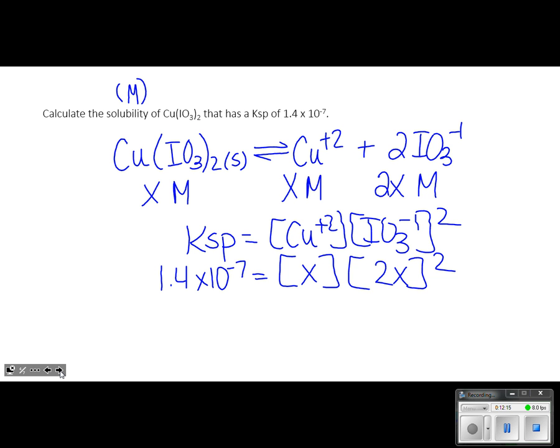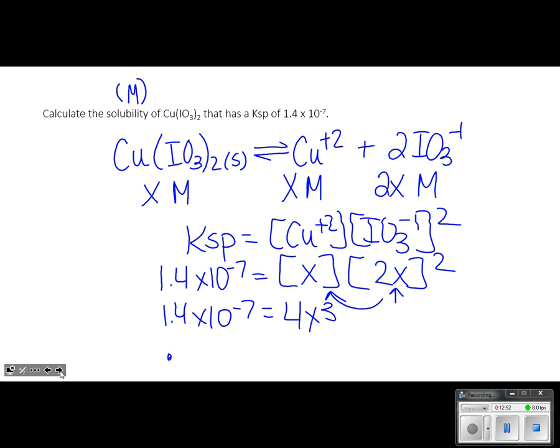Now, you're going to remember this from before. This is the part that drives me crazy because you forget to deal with your coefficient. So we have 1.4 times 10 to the negative 7th. This right here, 2x, and we square that. That is not 2x squared, remember. That is 4x squared times another x gives us 4x cubed. We're going to then divide our KSP by 4 and then take the cube root of that.